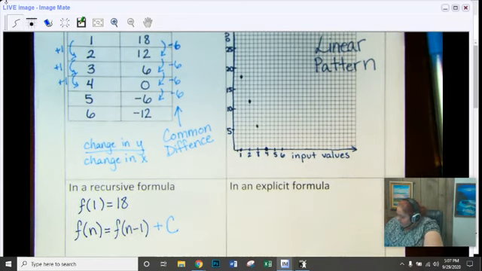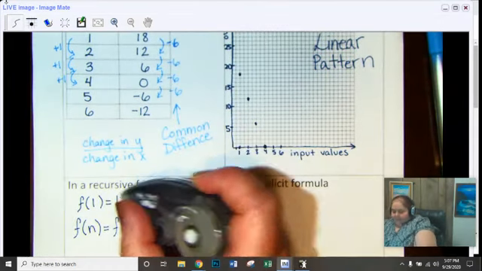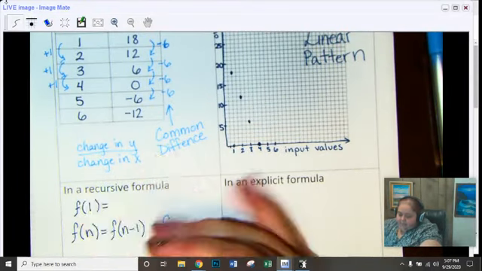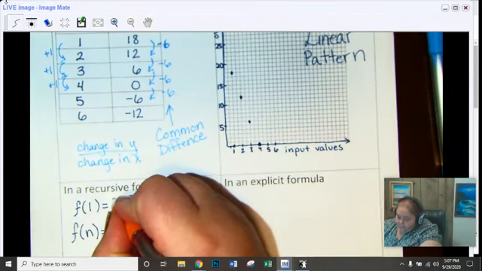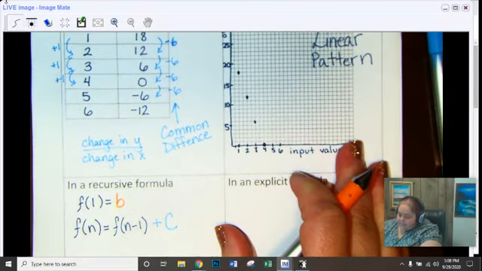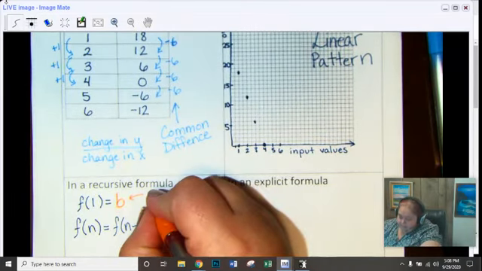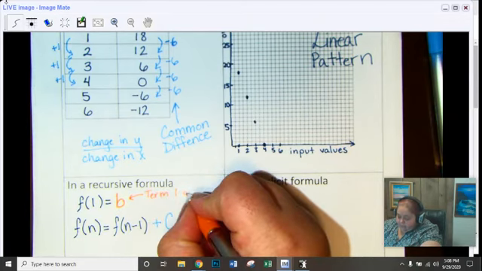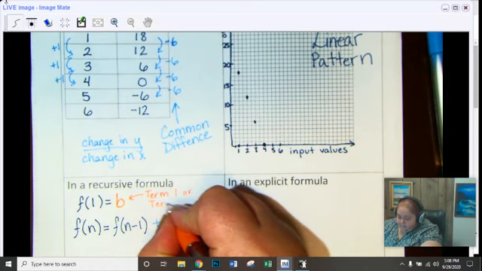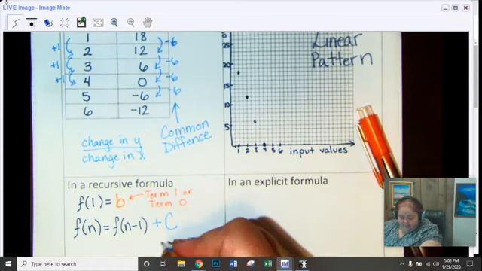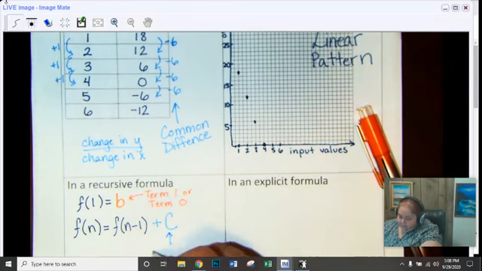I'm actually going to back up just a little bit here. Let me grab my whiteout because I want to make sure that I specify that this number that's getting written here is going to be a special value. So we're going to call this value B. The B can be either the first term, like term 1, or term 0. And the C is that we add or subtract a common difference.